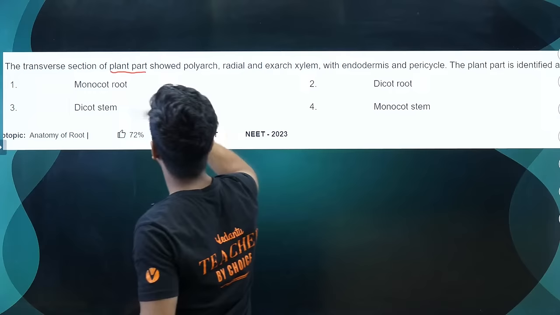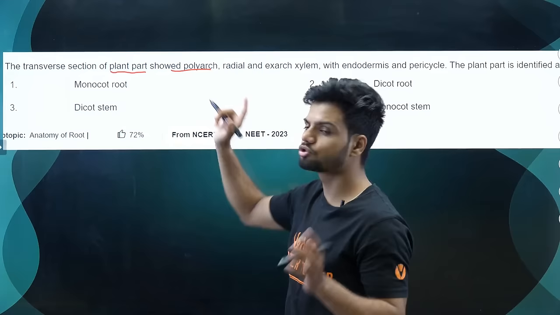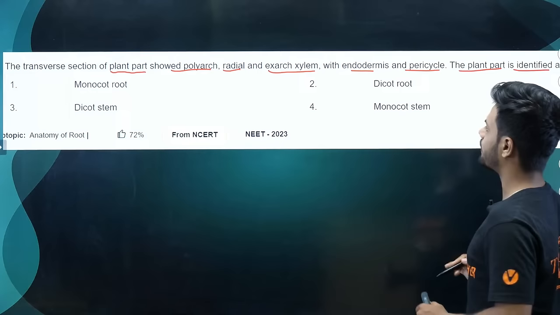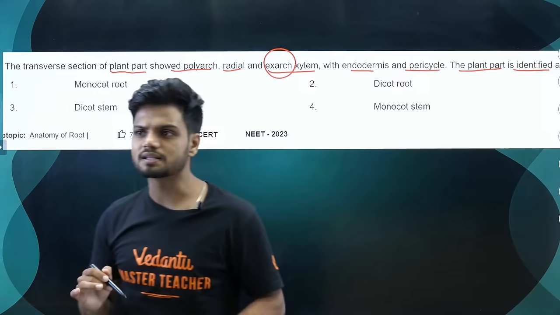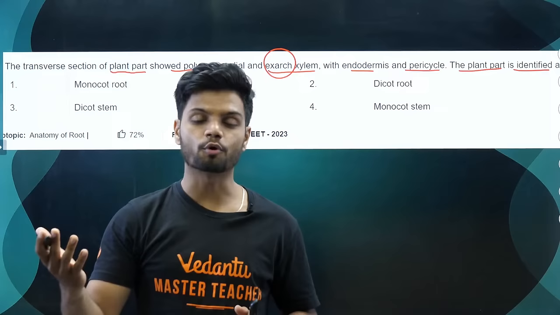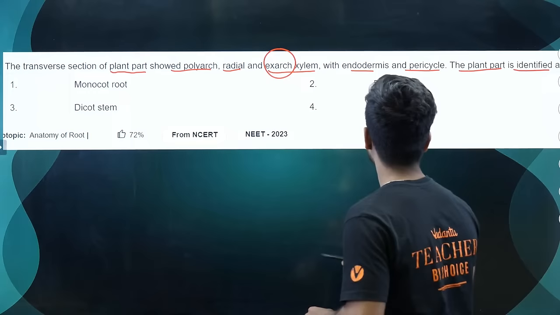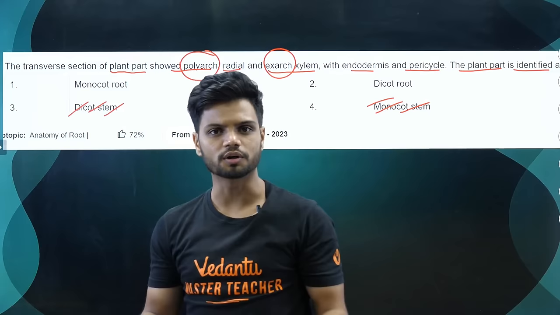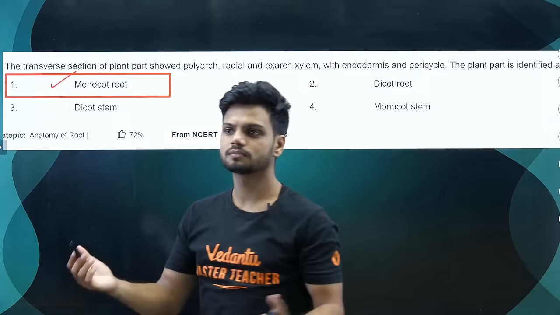A transverse section of a plant part shows polyarch condition. Again, easy, you already know the answer. Polyarch, radial and exarch xylem with endodermis and pericycle. The plant part is identified as, first of all, tell me, if there is exarch condition, is it a stem or root? Exarch means the protoxylem is towards the outside, which is seen in your roots. So monocot stem is gone, dicot stem is gone. Now, we see polyarch condition, which is seen in the case of monocot root. Done. Easy.